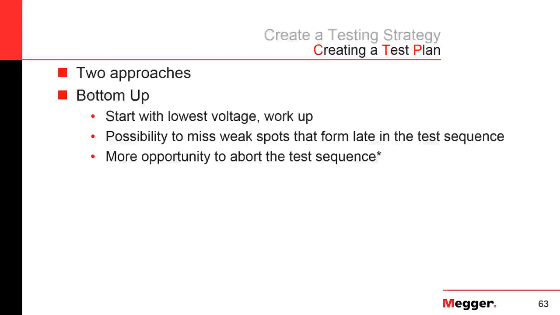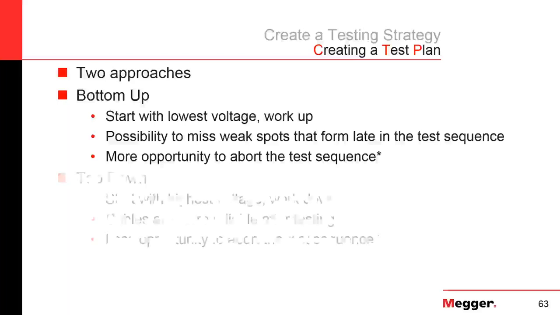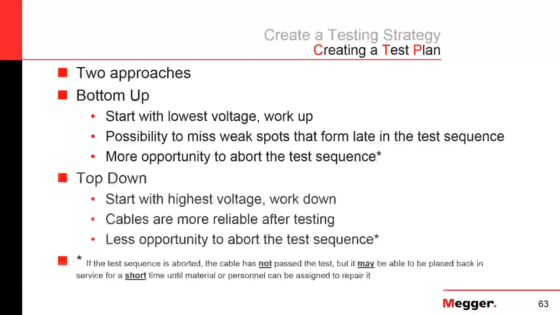So when we talk about creating a testing strategy next, there's really two approaches to this. The bottom-up voltage, which would be starting with the lowest voltage and working your way up. And this has a problem. There's a possibility to miss weak spots that form late in the test sequence. But you do have more opportunity to abort the test sequence.